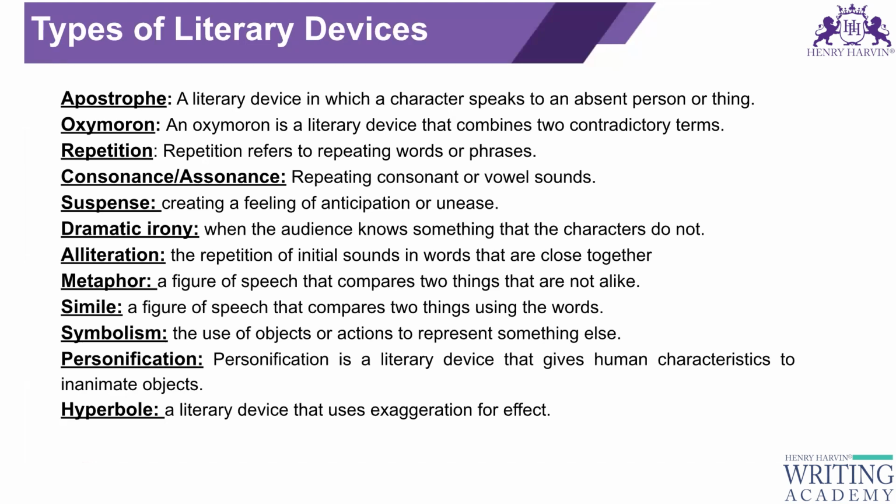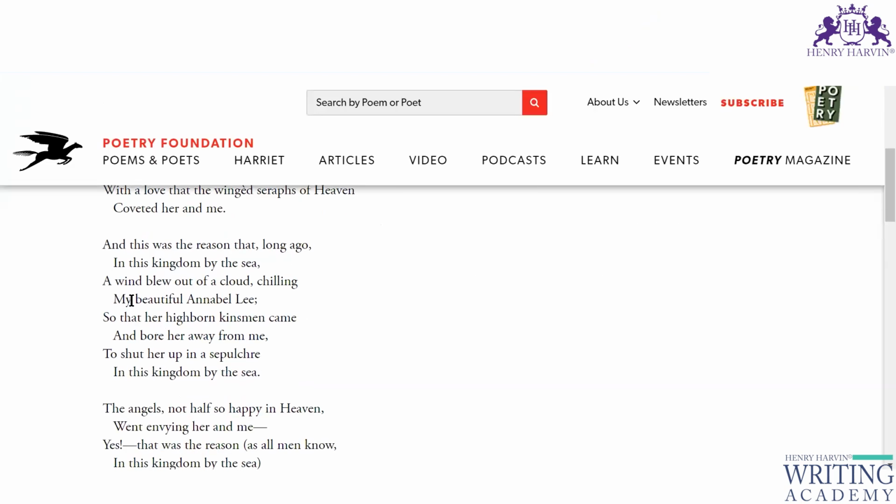Oxymoron is where you use two different types of emotions, maybe, or things or items. Now here in Annabel Lee, the emotions that they had is, see, a wind blew out of a cloud, chilling my beautiful Annabel Lee, so that her high-born kinsman came and bore her away from me. So now the emotion is the love between them and the hate between the poet and the high-born kinsman. He's talking about the love that he's having with Annabel Lee, my beautiful Annabel Lee.